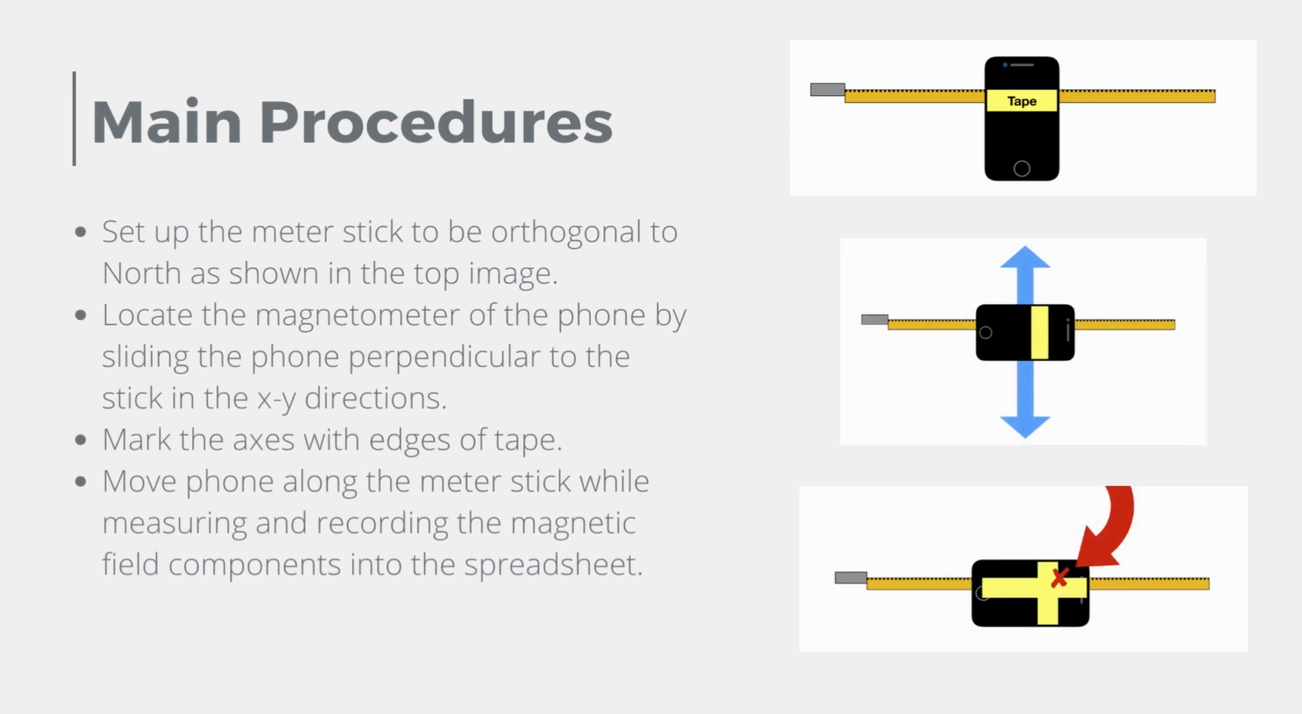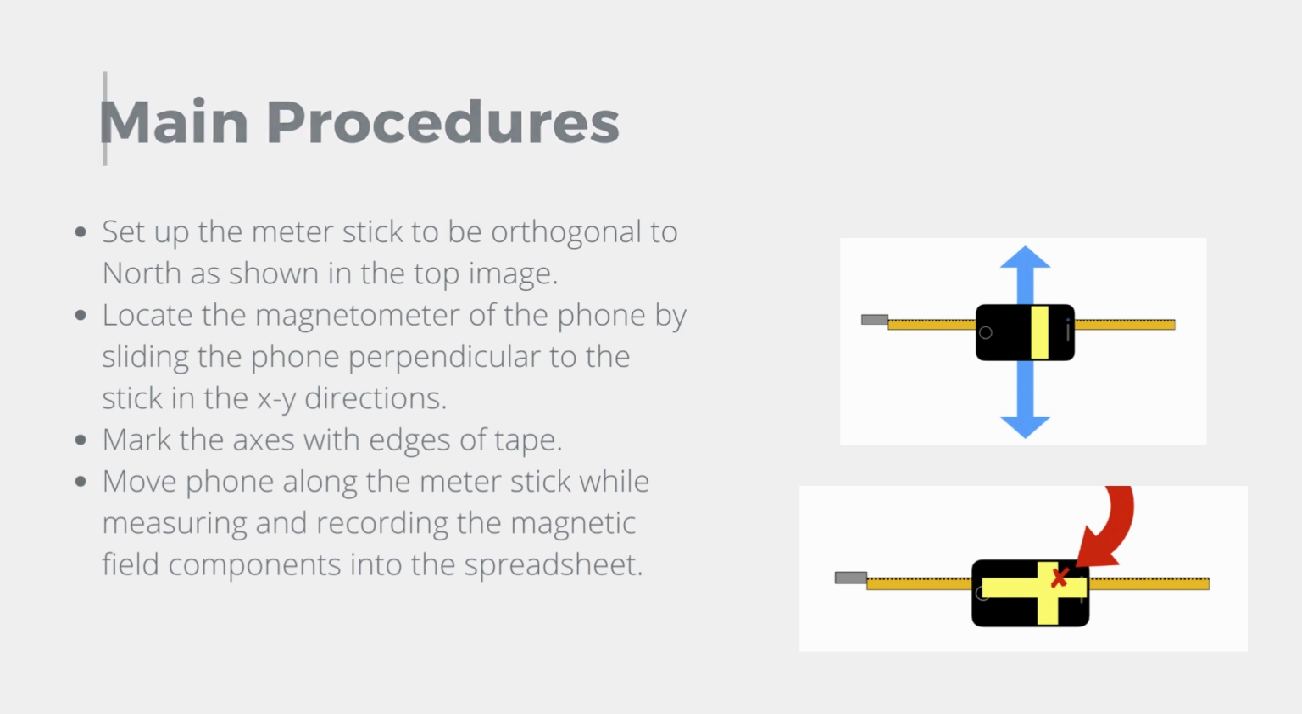Now, the procedure of the lab includes a meter stick. We set up the meter stick to be orthogonal to north as shown in the top image. Afterwards, we locate the magnetometer of the phone by sliding the phone perpendicular to the stick in the XY directions. Mark the axes with edges of tape. Lastly, we move the phone along the meter stick while measuring and recording the magnetic field components into the spreadsheet.